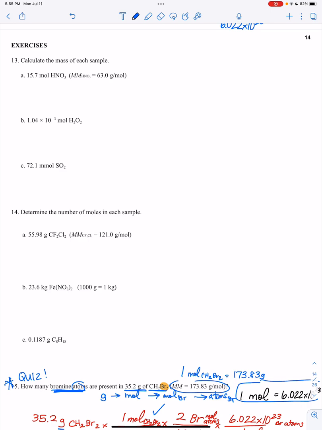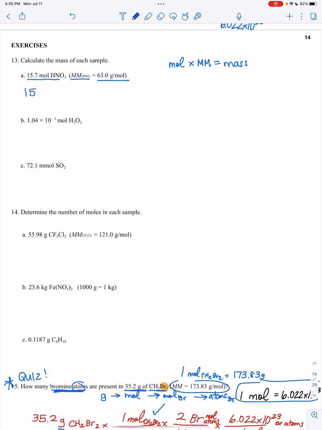It says 15.7 moles of HNO3. And I already gave you the molar mass is 63. Now, you could do moles times molar mass gives you mass or grams. Or you could do my dimensional analysis setup.